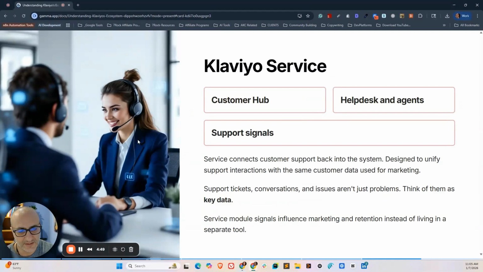The Klaviyo service, which we talked about earlier, it's basically the customer hub, right? So all the help desk stuff, all the support connections with your customer. Service module signals influence marketing and retention. Any customer-related inquiry that comes through, you can use Klaviyo service for that, mainly help desk with agents. So KAI is involved with all the data that you've already collected about that customer, and you see the support ticket that comes in. You tie that in with what they've purchased, their history, the reviews they may have left. So it just brings it all together, right?